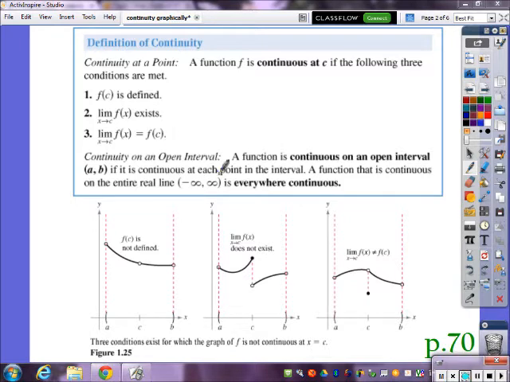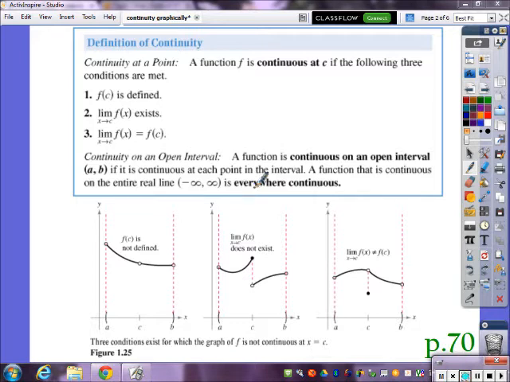Also down here is a little note about continuity on an open interval. We say it's continuous on an open interval a, b, if it is continuous at each point in that interval. And a function that is continuous on the entire real line, negative infinity to infinity, is everywhere continuous. That would be, for example, f of x equals x squared.